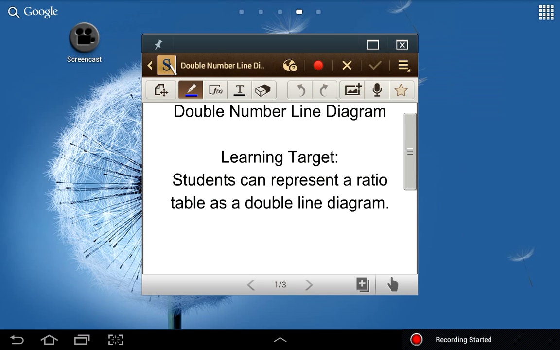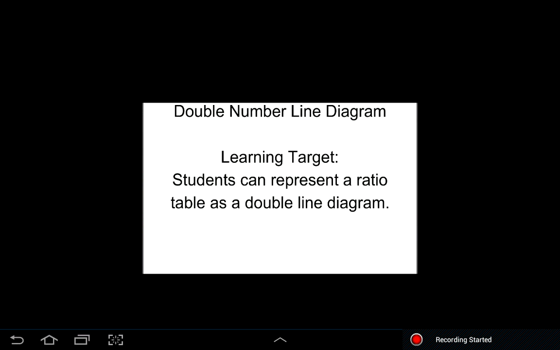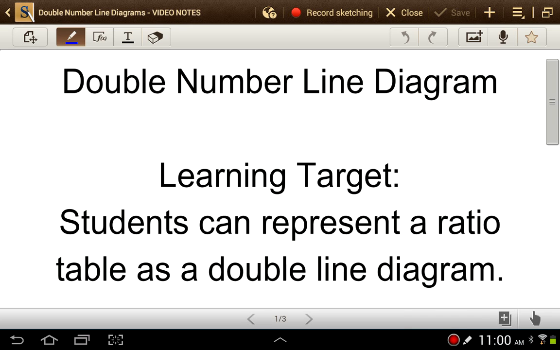Alright guys, here we go with our double number line diagram video. We're going to do two examples today. Our learning target for today is students can represent a ratio table as a double number line diagram. So that's our learning target. How can we take that ratio table and convert it into a double number line diagram?